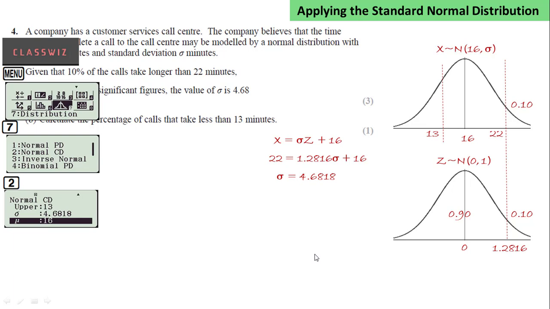We know the standard deviation is 4.6818. We know mu is 16. We enter those. We get a probability of 0.26. So the probability that X is less than 13 is going to be 0.2605, and therefore it's a probability of 26.1%.